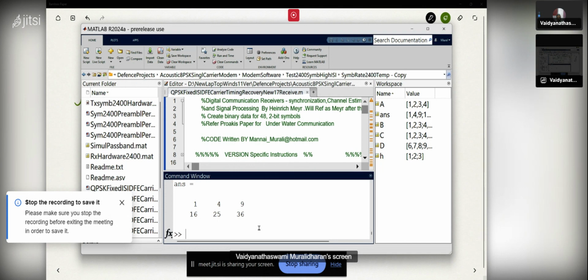Each element is squared actually. So we can multiply each element of C by another element of D or by the same element of C. C dot square means each element of C is multiplied by the same element of C actually. That is different from C star C actually.